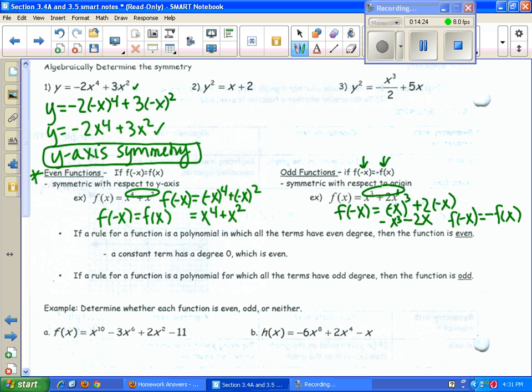If I tried to replace my y with a negative for x-axis symmetry, it would change all of the signs in my equation, and that would not be an equivalent statement, so x-axis symmetry does not work, and that means that if x-axis symmetry doesn't work, then origin symmetry would also not work, because you would not get an equivalent equation back.